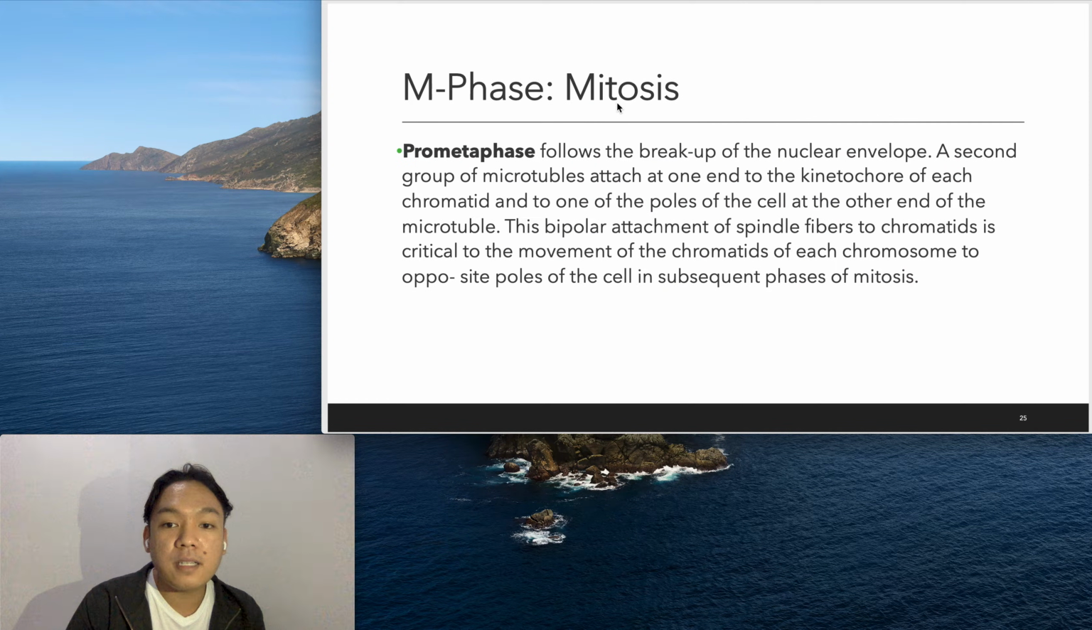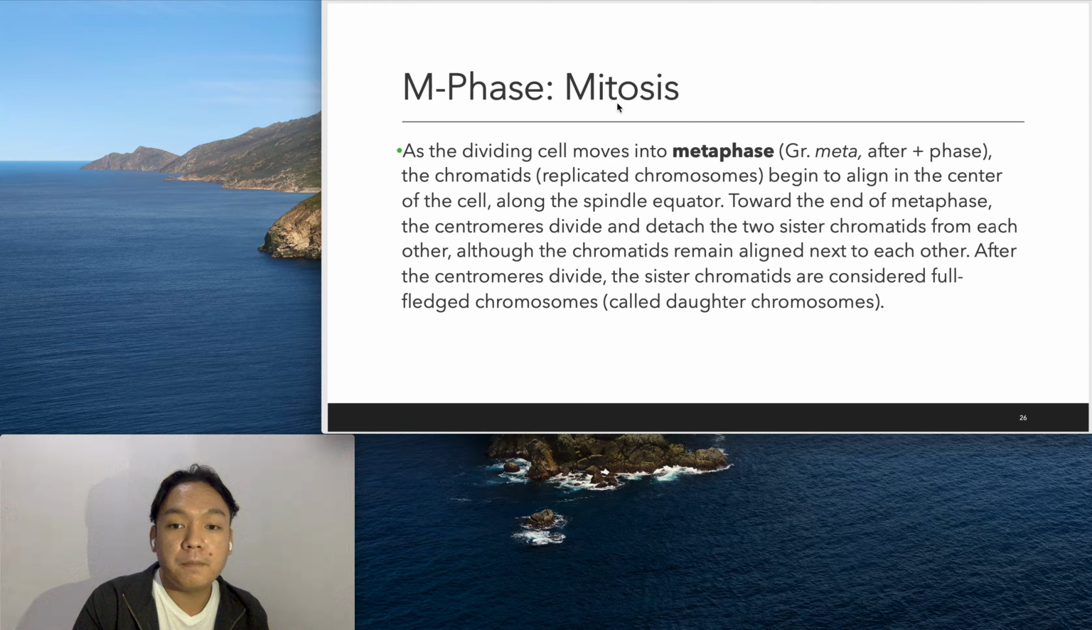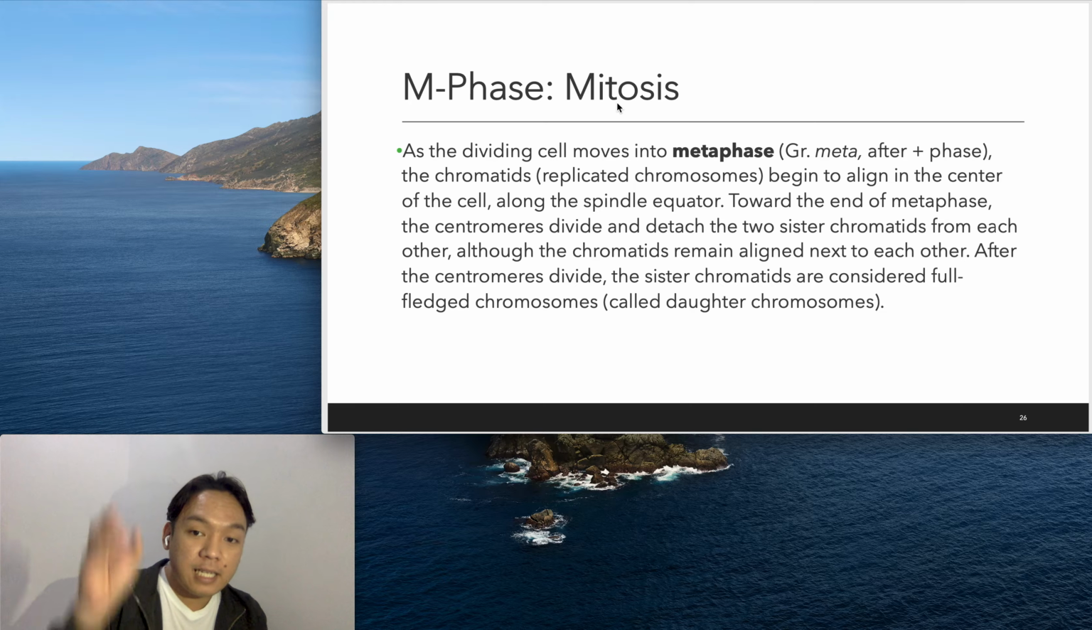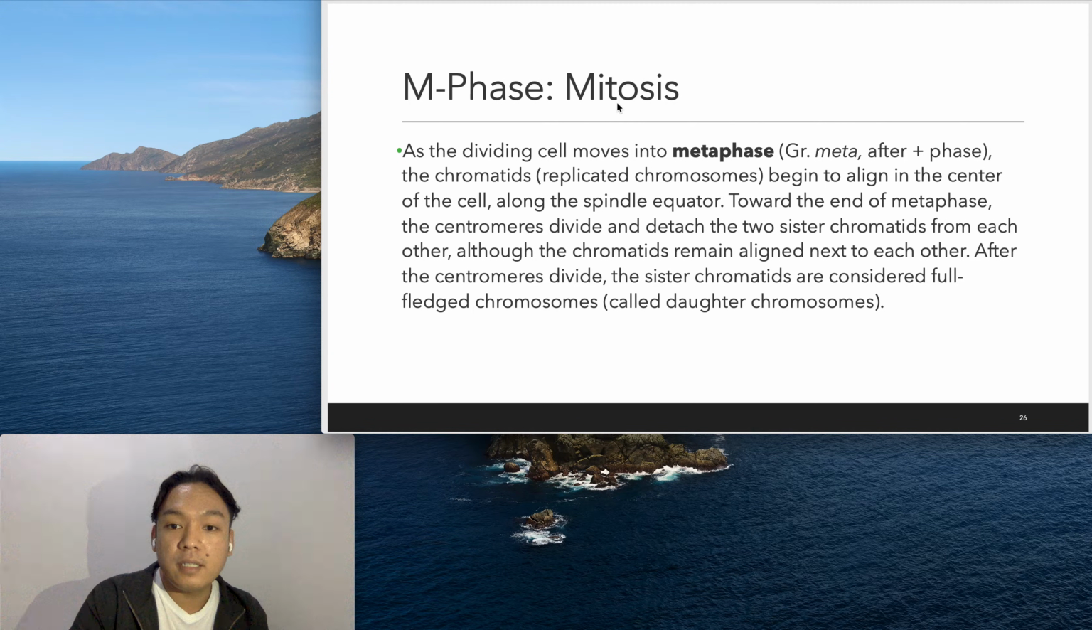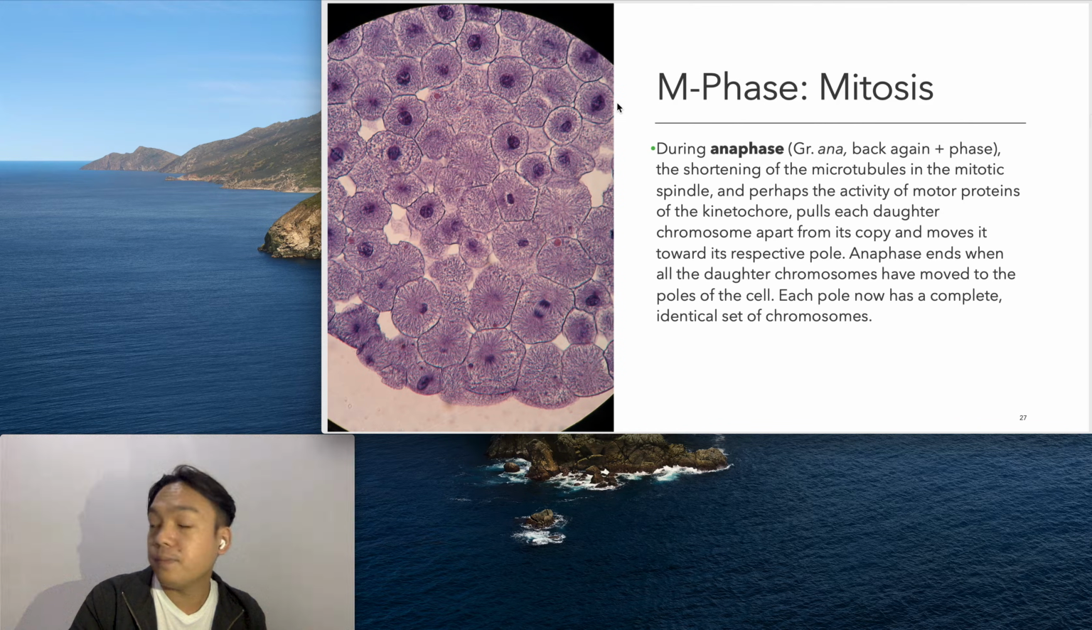So again, this is just a review of the phases of your mitosis. During the metaphase, once again, they will be aligning in the middle part of your cell. In your anaphase, they will ana, which means back again phase. So they will be shortening the microtubules and pulling away from each other.